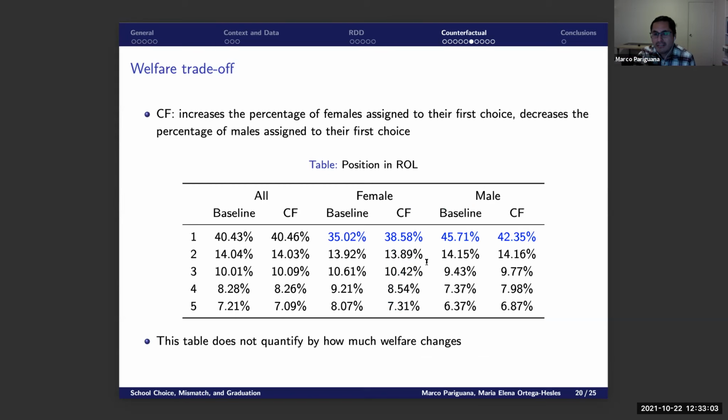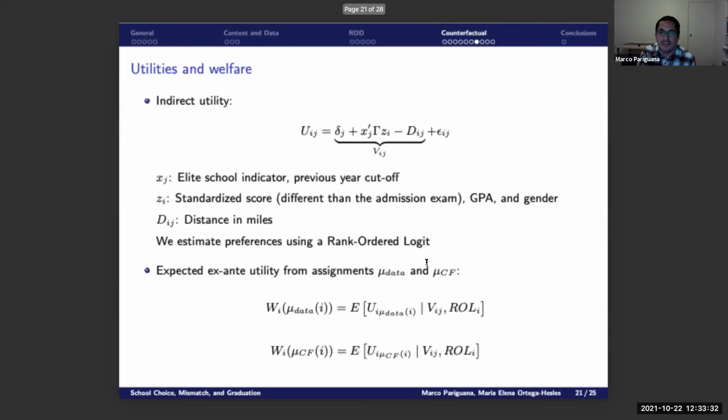And this is what we can see in blue in this table. These are the positions in the rank order list where students get assigned. Overall, there are no changes, but there are differential changes by gender. But this table does not quantify by how much this changes. It could be the case that males really, really like elite schools, whereas females just like them a little bit, and then you don't know exactly by how much the welfare is changing. So we need a measure with cardinal value, and that's what we're going to do next.